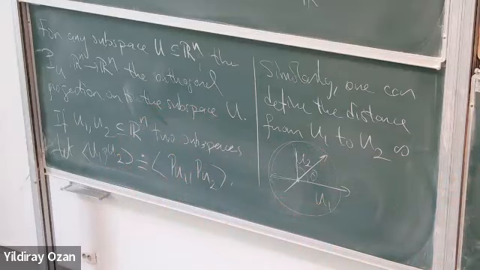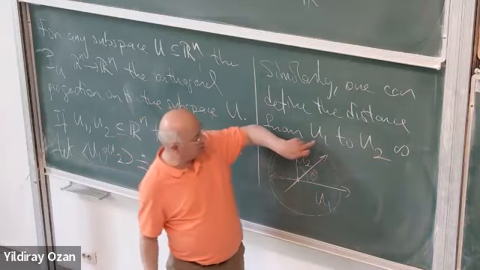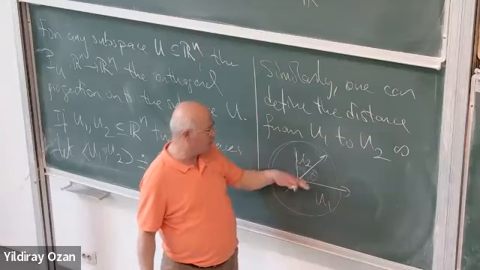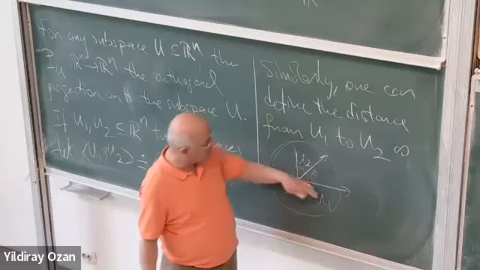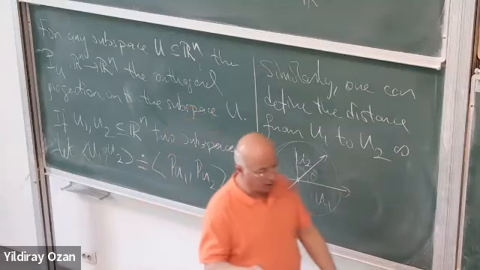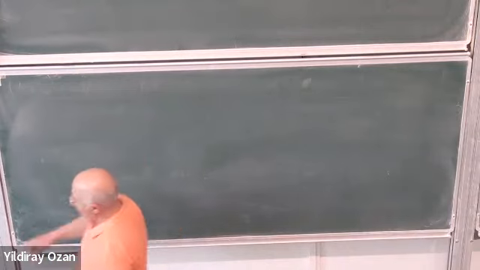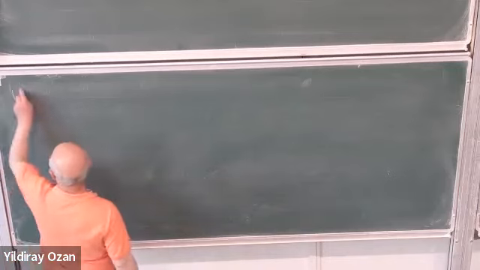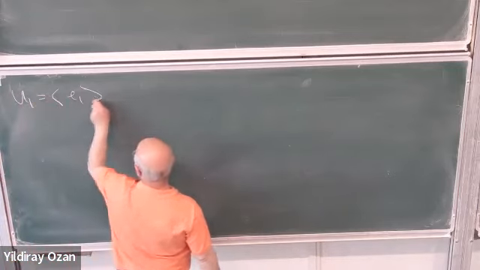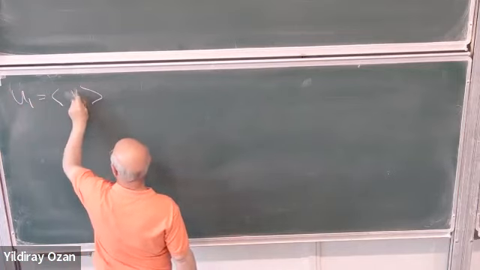Let's see. So the angle between these two doesn't seem to be a right way of measuring distance between these two subspaces, but sine theta seems to be a right measure. Now let's just see what this will correspond to. So let's say U1 is given by some vector, let's say V1.